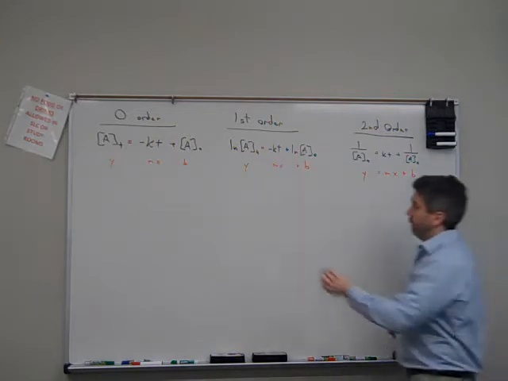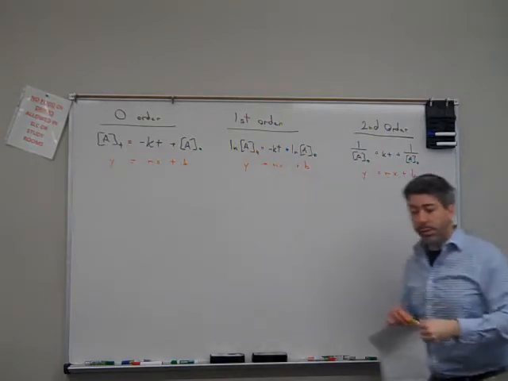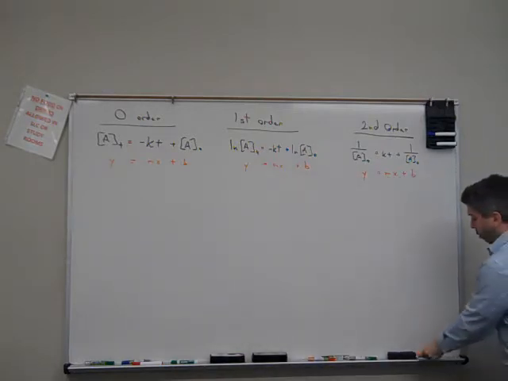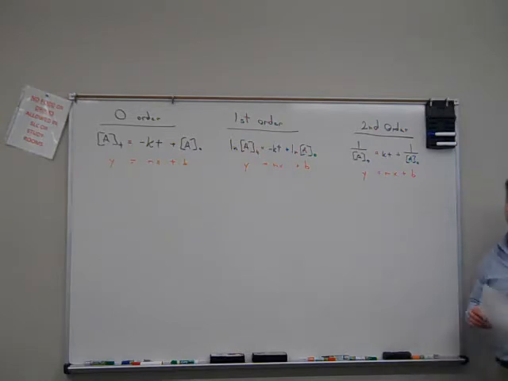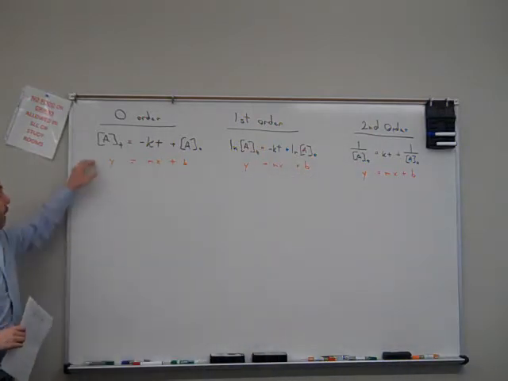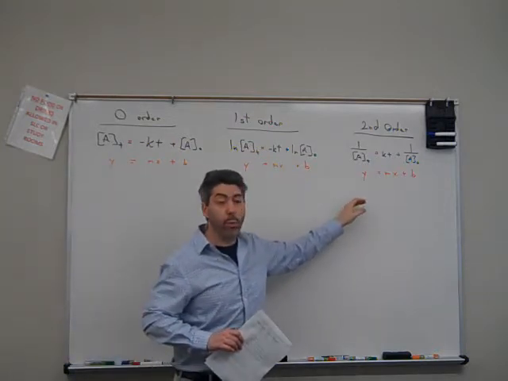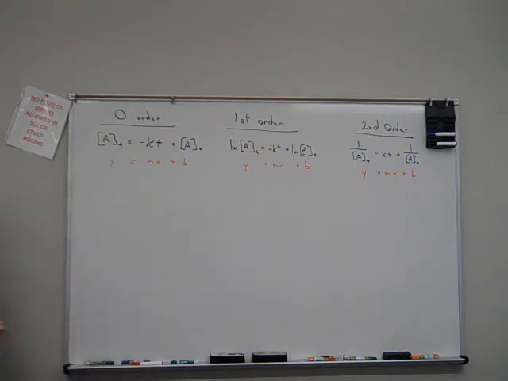Now, the usefulness of these is that when you are in lab, or if you're a scientist trying to devise what the rate law is for a particular reaction, you can actually graph A versus time, ln of A versus time, and 1 over A versus time. And depending upon which of those graphs gives you a straight line, you will be able to tell what the order of reaction is.